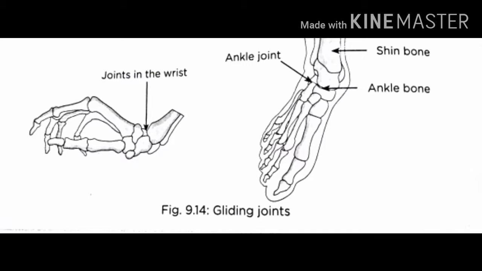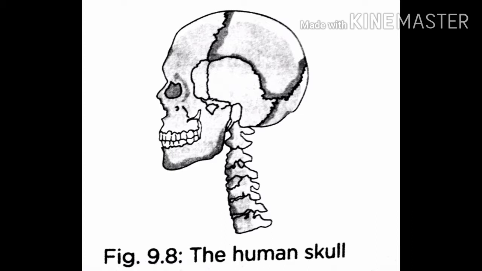All these joints, ball and socket joint, hinge joint, pivot joint, gliding joint, are under the category of freely movable joints. Next we are going to see immovable joints. Immovable joints are present in the skull.